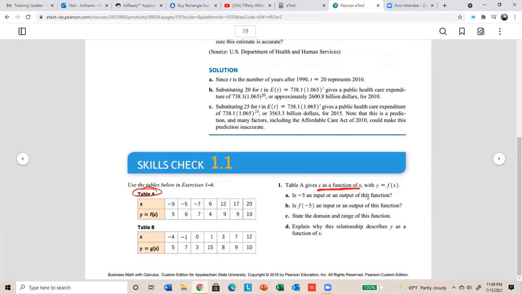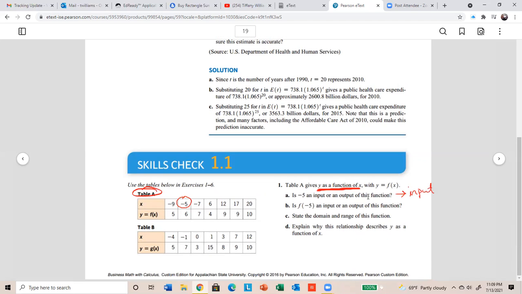If you will notice, -5, which is right here, is in our x row. So that's considered to be an input. It's an x value, it's an input, it's part of the domain, all that good stuff. So in part A, it's an input.